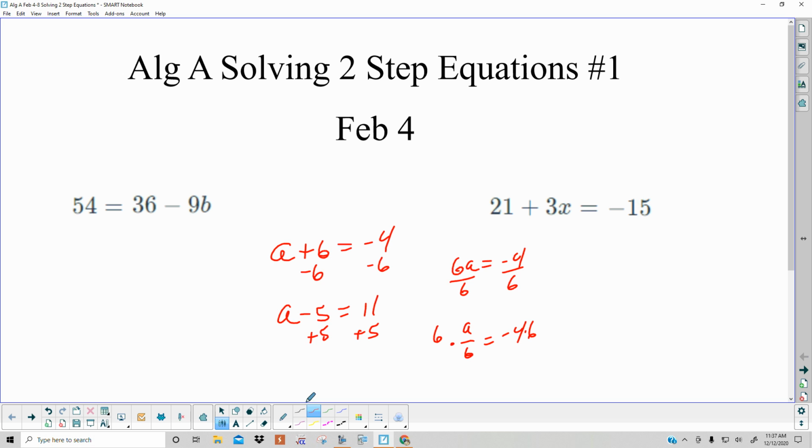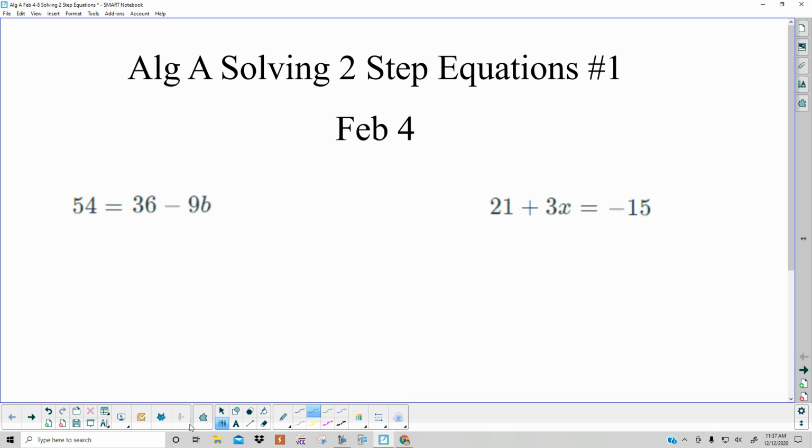Okay, now what you're going to do is bring all that together into one problem. The first thing you will always undo, always the first step, is any adding or subtracting, always.